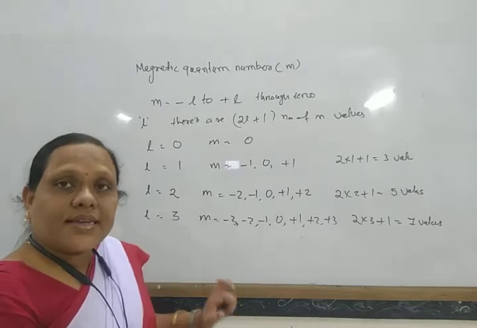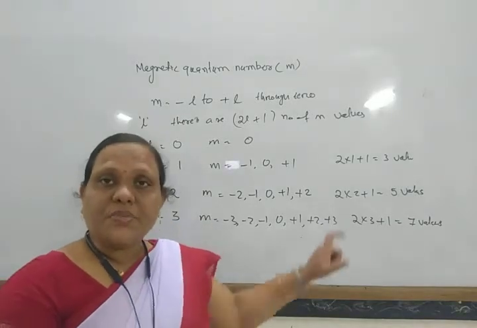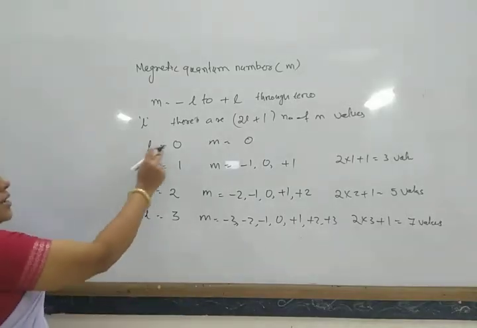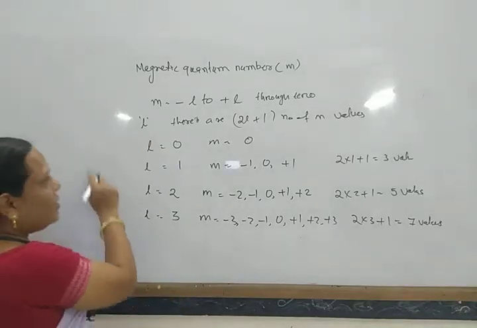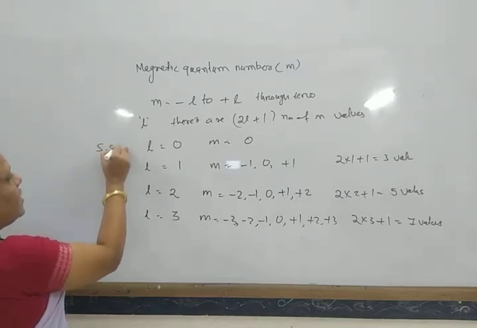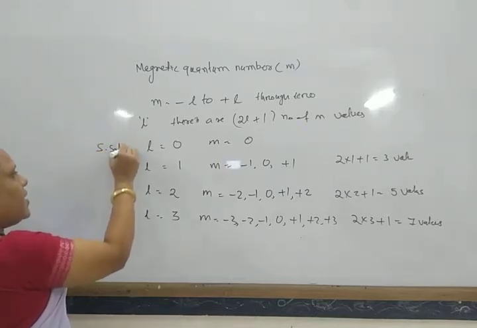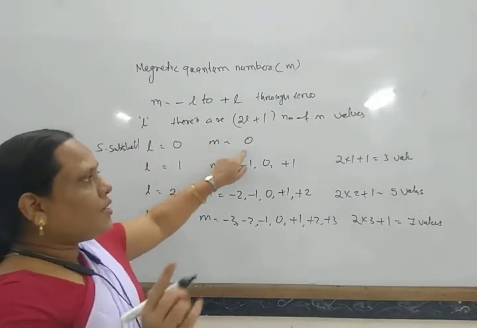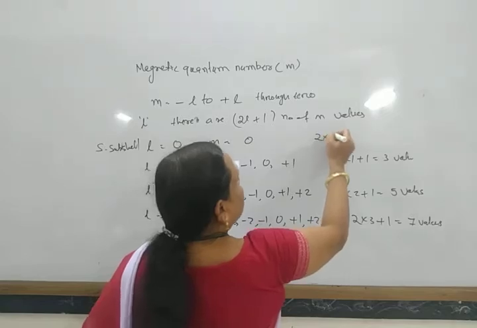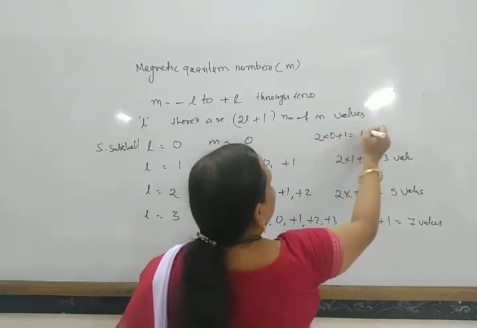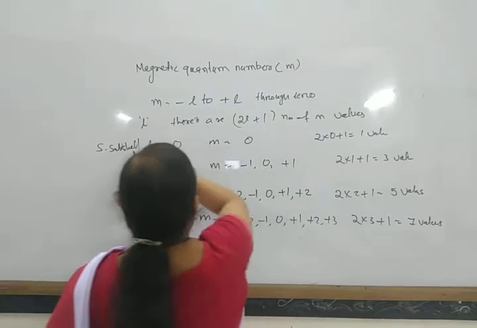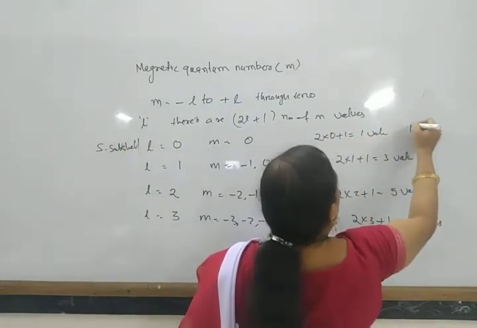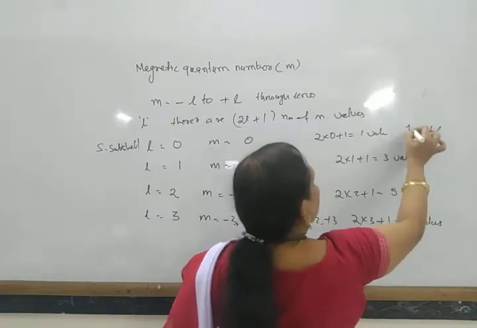And this describes how many orbitals are present in a subshell. When l equals 0, what is that subshell? That is the s subshell. When m equals 0, it has only one value, 2 into 0 plus 1, that is equal to 1 value. So the s subshell consists of only one orbital. Only one orbital. Understand?